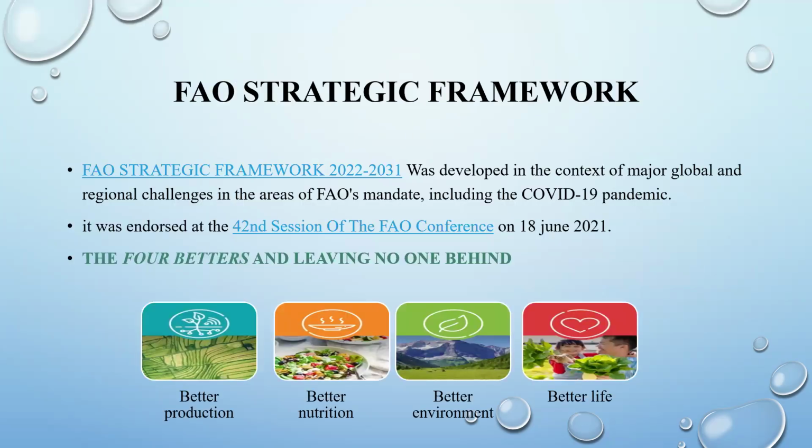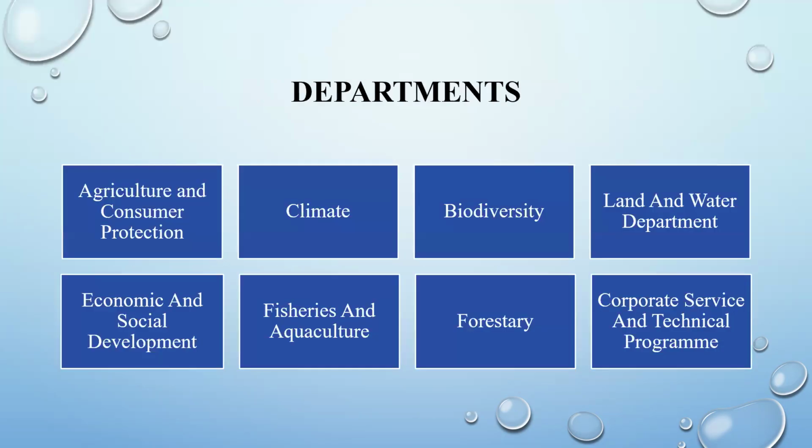What is the FAO strategic framework? The FAO strategic framework 2022 to 2031 was developed in the context of major global and regional challenges in the areas of FAO mandates, including the COVID-19 pandemic. It was endorsed at the 42nd session of the FAO Conference on 18 June 2021. The strategic framework states the four betters and leaving no one behind. The four betters include better production, better nutrition, better environment, and better life.